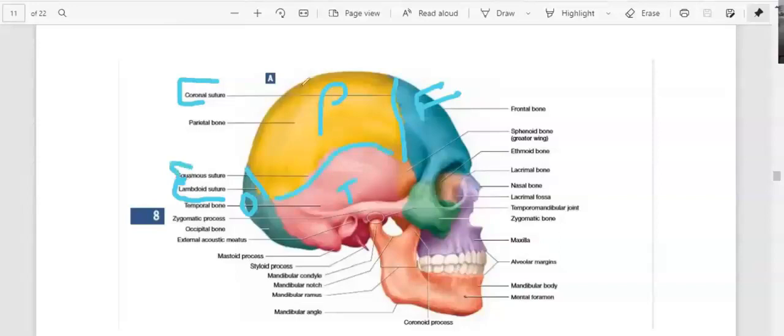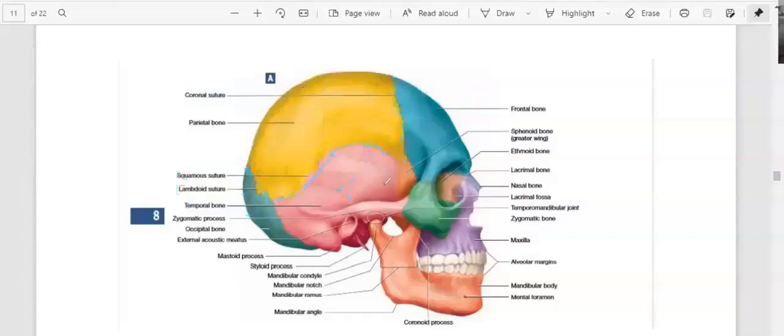We have two temporal bones, one on the right side, the other one on the left side. And we also have two parietal bones. One of them is over here and the other one should be on the other side around here. Therefore, there's also a joint between the two parietal bones, which is going to be more or less around here. And that one is going to be called the sagittal suture, but we don't see it here.